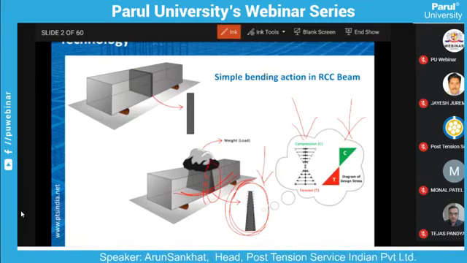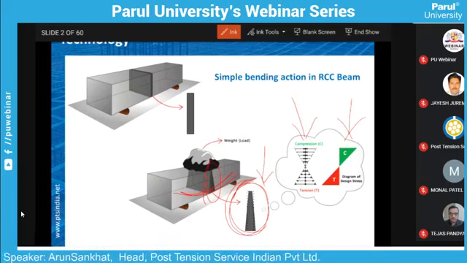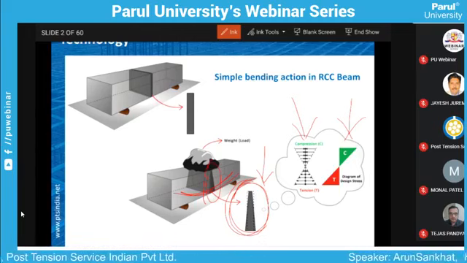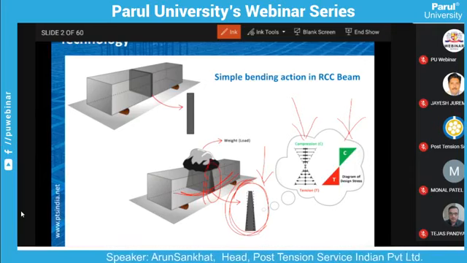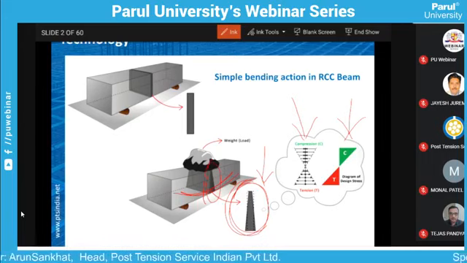Now, I have specifically kept the green and red colors. Green means it is under compression, and generally all our members are of RCC. There are steel members, there are other materials used, but in most cases we are used to RCC members, or concrete members, which are reinforced. So concrete is good under compression. It has a very good compressive strength, whereas its tensile strength is not comparable.